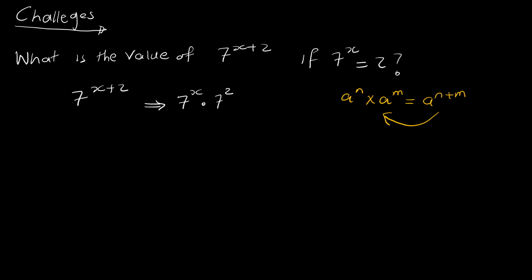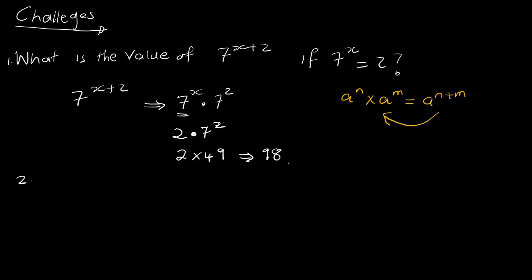So far we know that 7 to the power x is given as 2. So I'm just going to substitute that as 2. This will be 2 multiplied by 7 squared. 7 squared is 49, so this will be 2 times 49. When you punch this on the calculator, you will get 98. And that's it for this problem. Let's work on the next one.